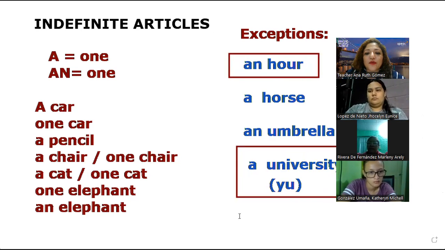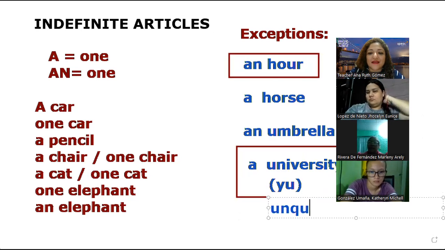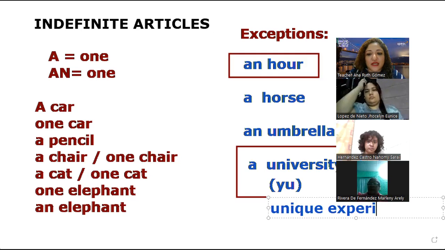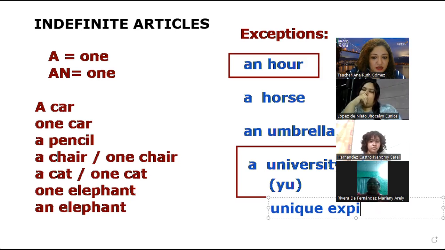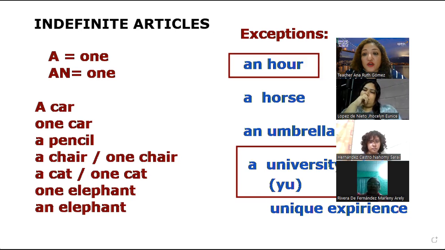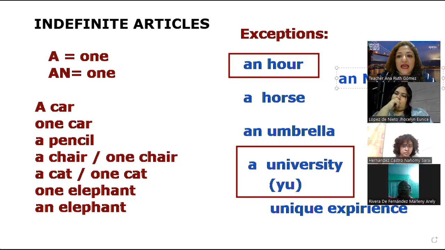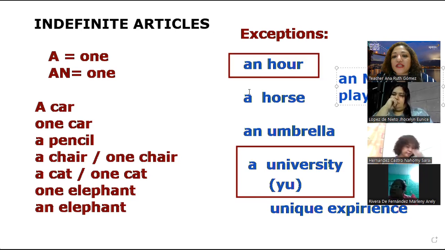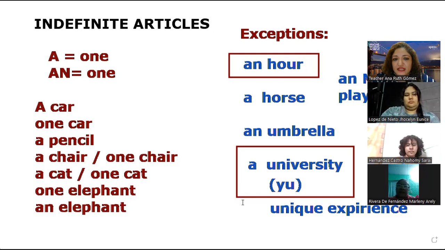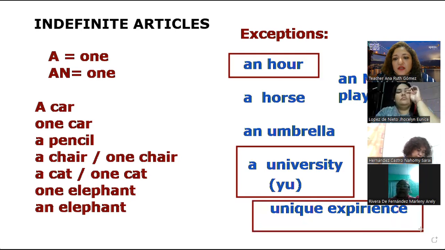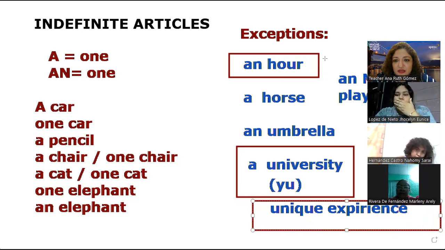Or if you say, for example, unique is also a unique experience. And then we have another one, otra excepción. An MP3. MP3 player. Es como que la M la comencemos a decir con E. Yes or no? Yes. For that reason, we say an MP3. All right? Estas son excepciones. They are exceptions. So, perdón, ahí me equivoqué. No, tengo un errorcito. All right? It is a unique experience.